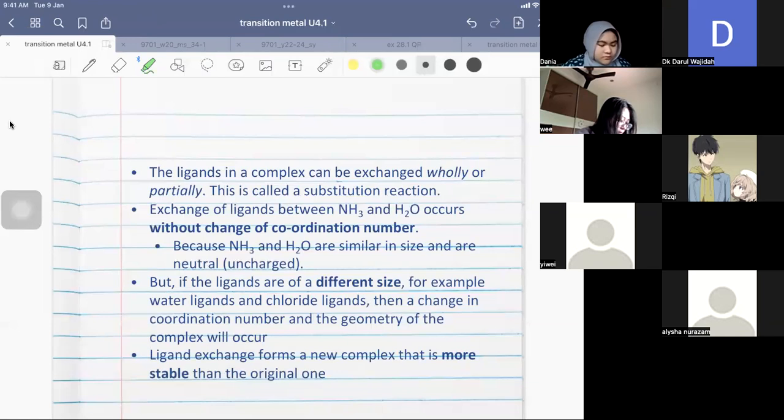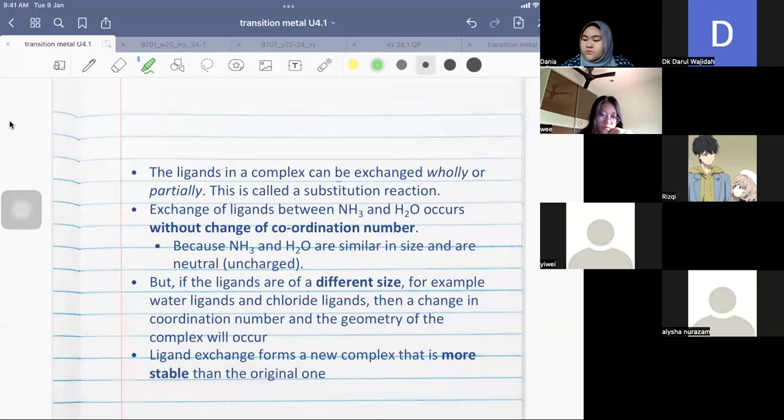Okay, right. So before we look at it, ligand exchange is like substitution of ligands, okay? Ligands in a complex can be exchanged wholly or partially. Wholly means all the ligands in your original complex ion are being replaced, or partially, that means maybe only two out of the six ligands will be replaced. This is called a substitution reaction. Exchange of ligands between ammonia and water occurs without changing coordination number.